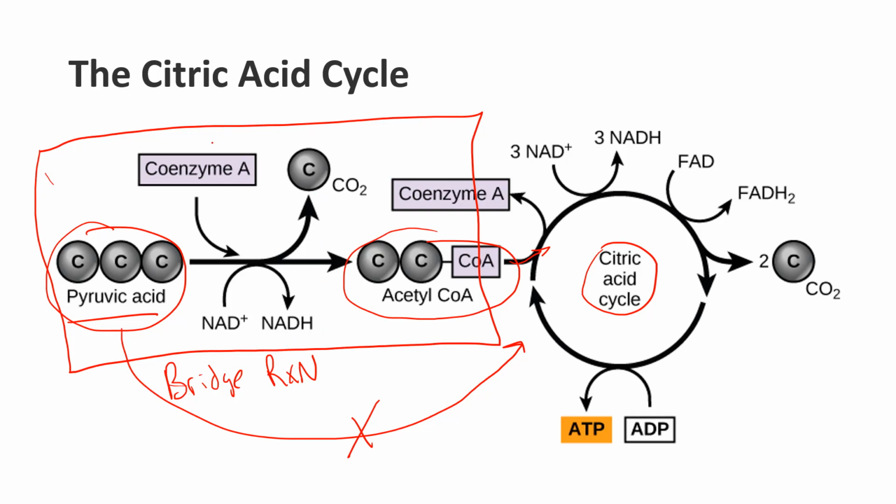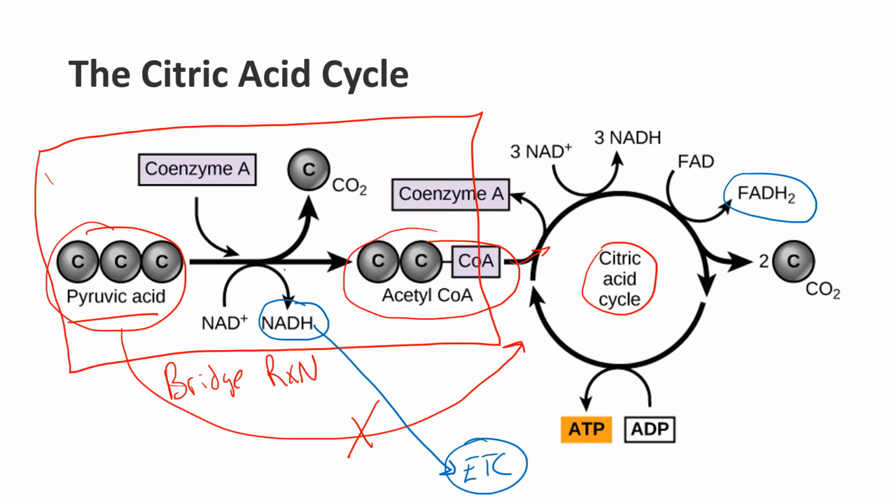There's no ATP that's produced in the bridge reaction, but there are some other important things produced here. Most notably, more high energy electron carriers. Where is that NADH going to go? To the electron transport chain, right? We're going to talk about that in a minute. That's important because any production of NADH or FADH2 ultimately is going to yield more ATP, right?